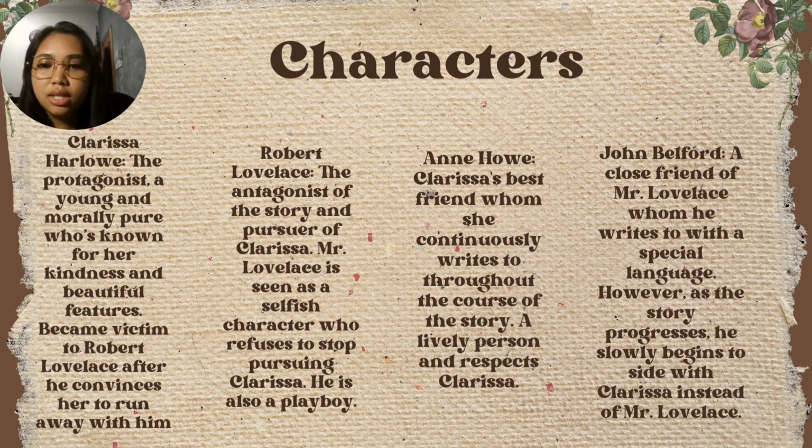Moving on to the characters, the first one is Clarissa Harlowe, the protagonist and also the main character in the novel. She is young and morally pure, known for her kindness and beautiful features. She became a victim to Robert Lovelace after he convinces her to run away with him. The second one is Robert Lovelace, the antagonist of the story and also pursuer of Clarissa.